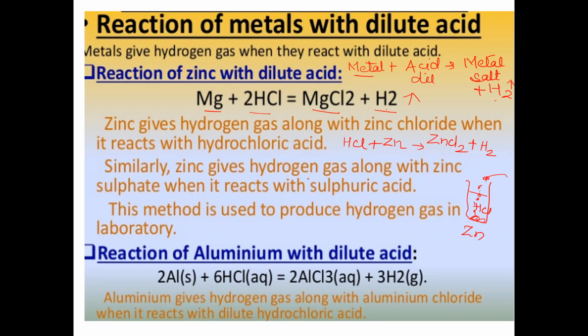Zinc gives hydrogen gas along with zinc sulfate on reacting with sulfuric acid, any acid. Zinc plus sulfuric acid H2SO4 will form ZnSO4 plus hydrogen gas. If zinc reacts with HNO3, nitric acid, it forms zinc nitrate plus hydrogen gas is produced. Followed? So in general, what we can say is that metals give hydrogen gas when they react with dilute acid.